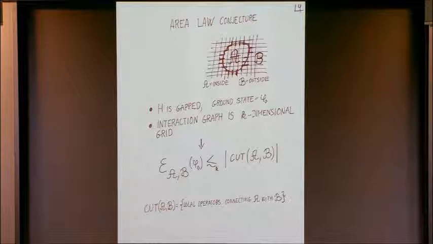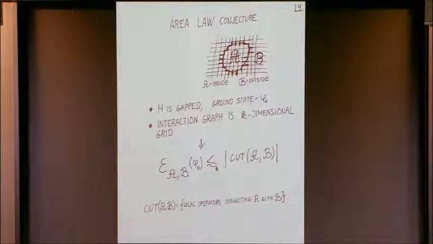So the conjecture is that that entanglement is upper bounded by something. Namely, you just count the number of interactions that connect the inside system and the outside system together. Graph theoretically, what I'm counting is the size of this cut. And so the area law conjecture is that the entanglement entropy between these two subsystems is upper bounded by the size of the cut.